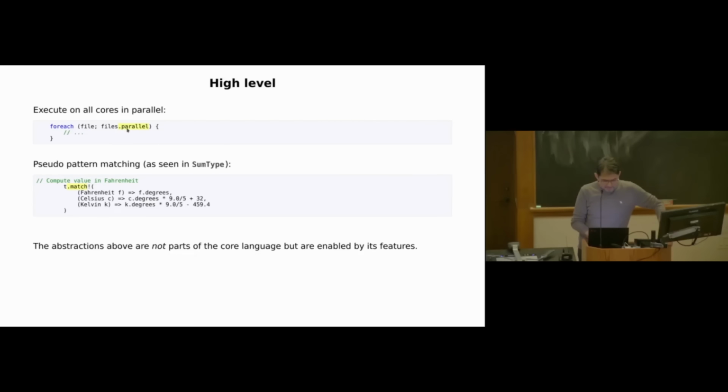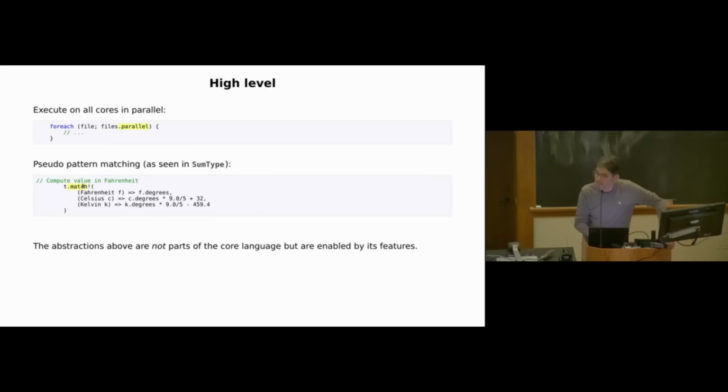Imagine that parallel is not here. Then all your files will be processed in sequence, one file after the other. But if you put dot parallel, all your files will be processed in parallel on all the cores you have on your machine. 8 cores, 20 cores, they will be processed at the same time, and you gain this free speed.